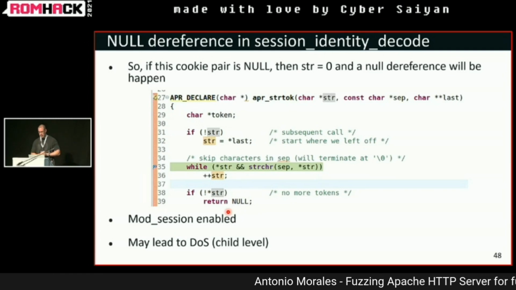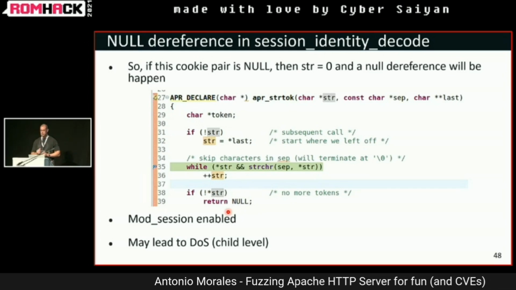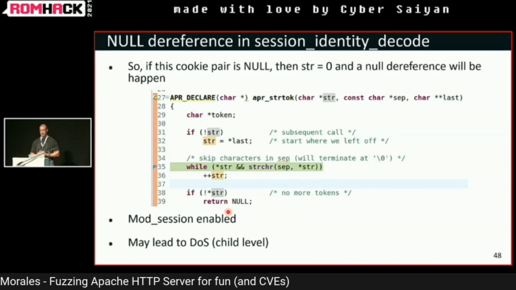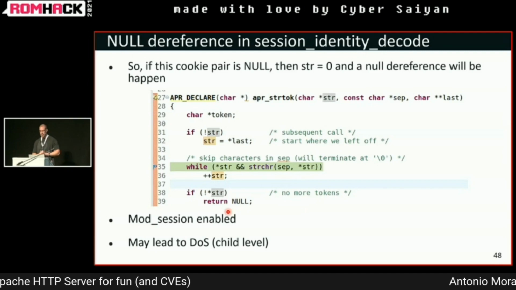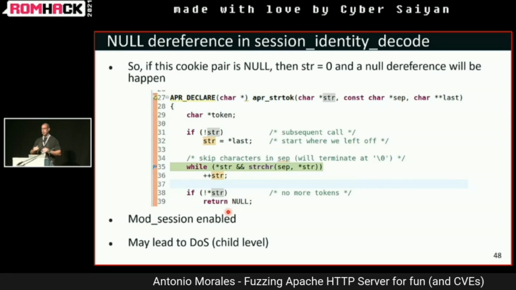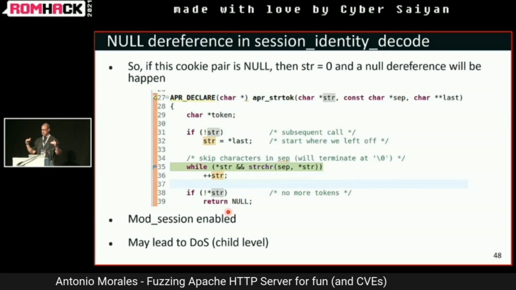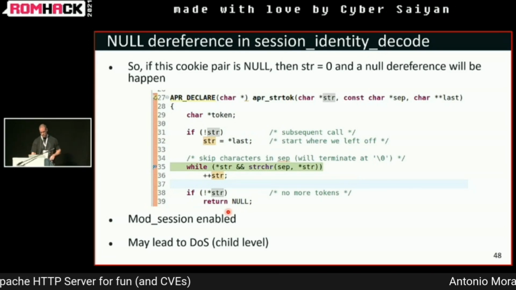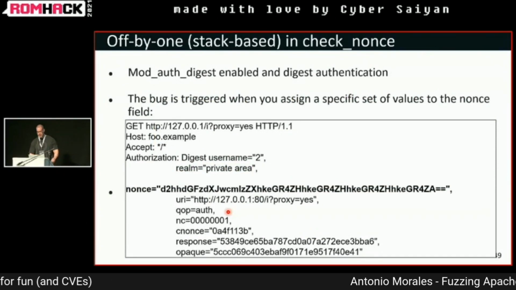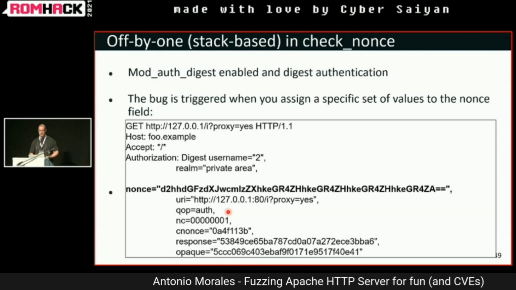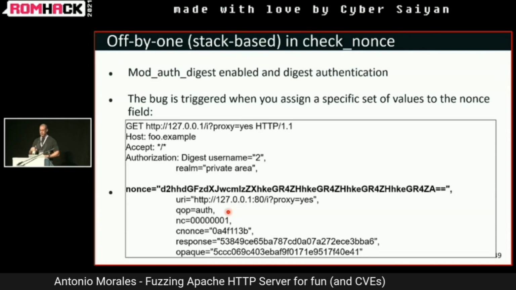And in order to exploit this bug, mod_session needs to be enabled. And this vulnerability can lead to denial of service at the child level. That is, affecting the other threads in the same process, or affecting the other clients that are connected to the server. Okay, now it's time for another vulnerability. In that case, it's a stack based off by 1 in the check_nonce function.